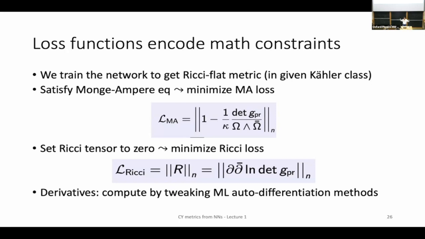But if you're allowing yourself some more freedom and you're letting your network loose and saying, okay, just go and predict the metric for me, then that's not necessarily guaranteed to be Kähler. So you should be a bit cautious when it comes to any kind of loss function that is using information about the manifold being Kähler in the computation.